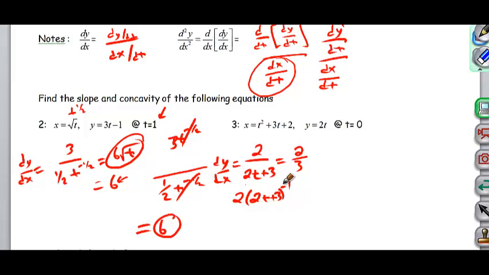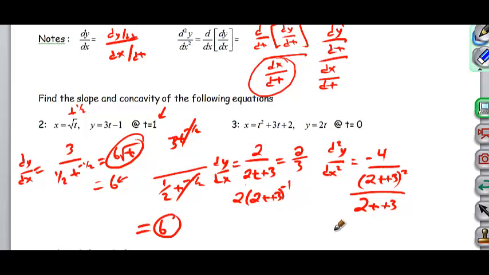So 2 is a constant. We're looking for the second derivative, so d squared y over dx squared. We drop down the 1, so this would be negative 2 over 2t plus 3 squared, and then you still multiply by the derivative of the inside, which would be a 2. So times 2, this ends up being negative 4. Alright, so that's our derivative. And then we've got to divide this by dx/dt, so just say 2t plus 3.